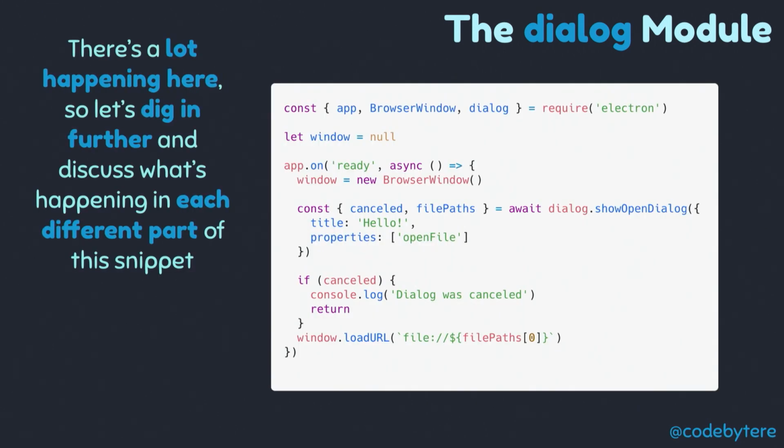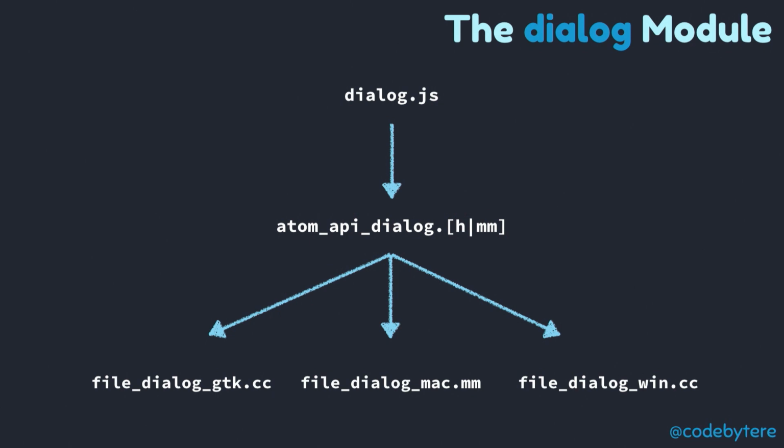That code snippet is comparatively few lines, but in fact, there's a full mountain of moving parts just under the surface of what might at first glance seem fairly straightforward. Let's dig in a little bit further and discuss what's happening in each different part of this snippet. We'll start with the overall flow of the code as it travels through Electron's file tree.